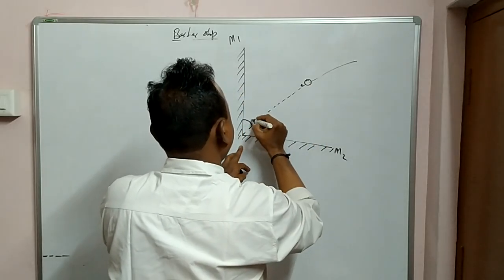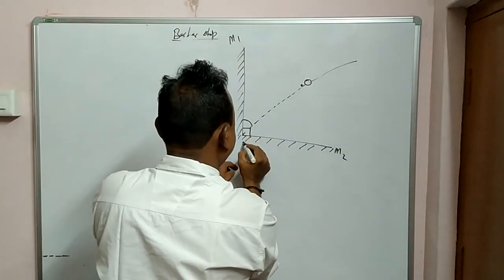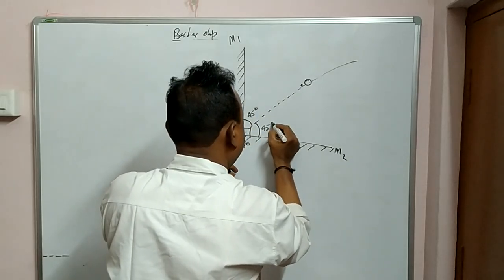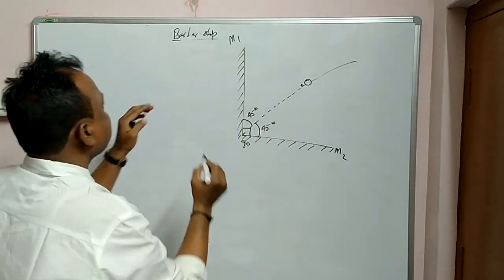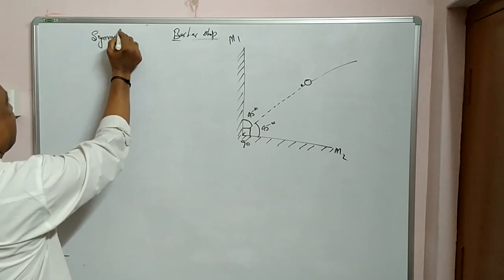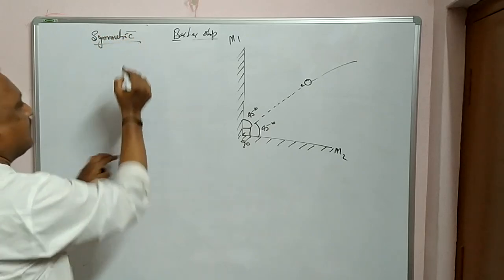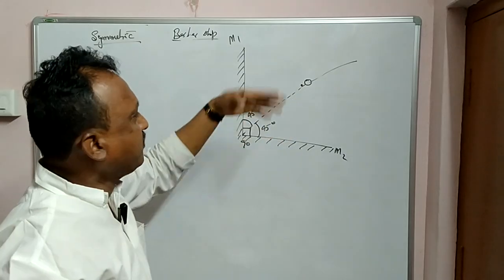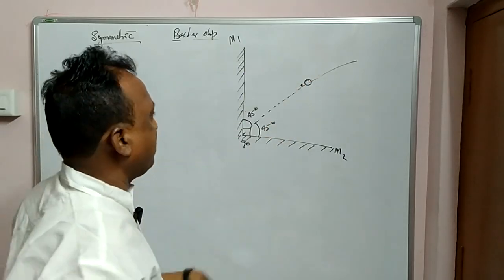The total angle is 90 degrees, and the object is exactly at 45 degrees from each mirror. This is called symmetric. That means when the object is exactly at the center, how many images are formed?